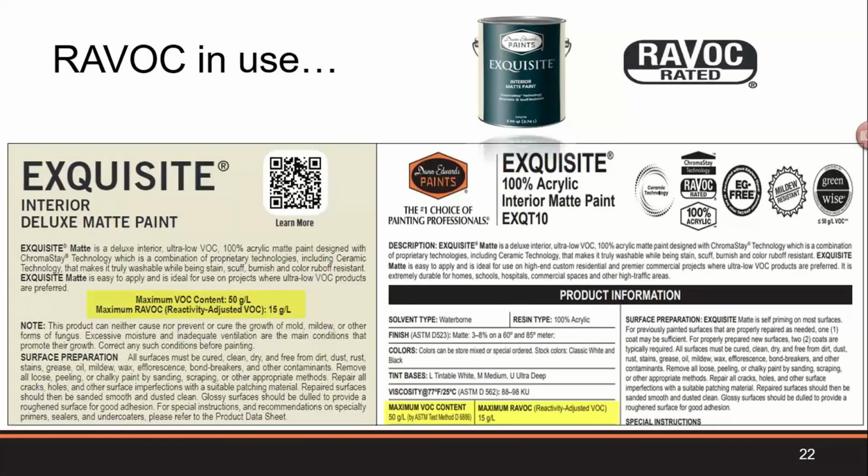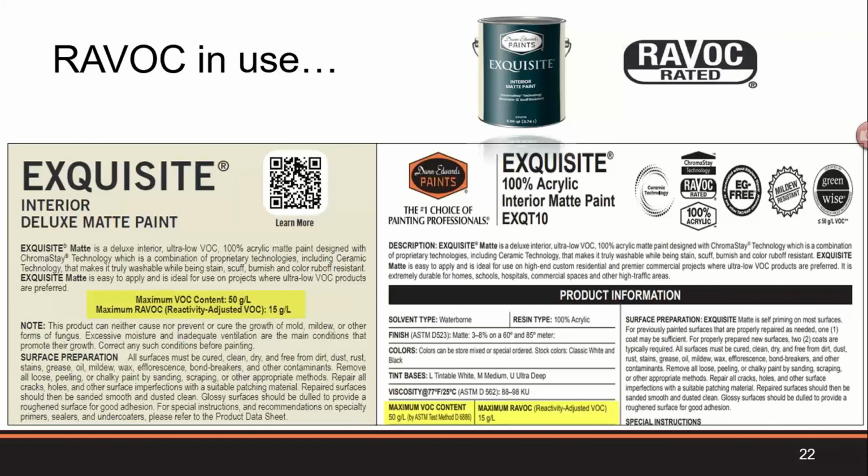So I'm talking about VOCs, I'm talking about RAVOC, but how is it actually used and where do we actually see this? At Dunn-Edwards, for several years, we have been showcasing our own little RAVOC rated number. We have our own little icon that we put on all of our products, and along all of our PDSs, we state the maximum VOC content and the maximum RAVOC content. And we do the same thing on our labels.